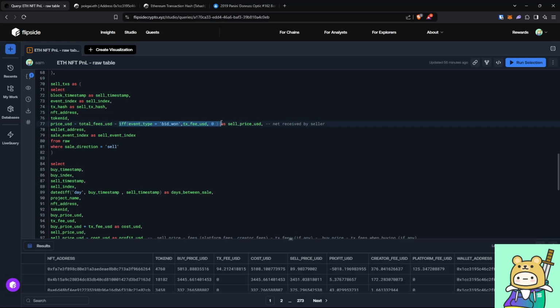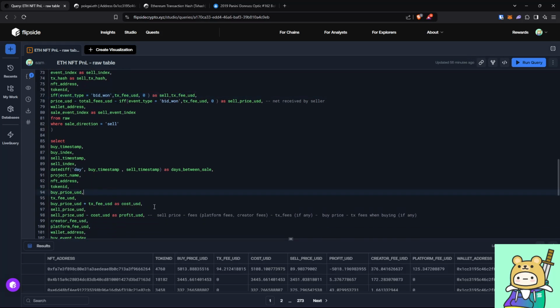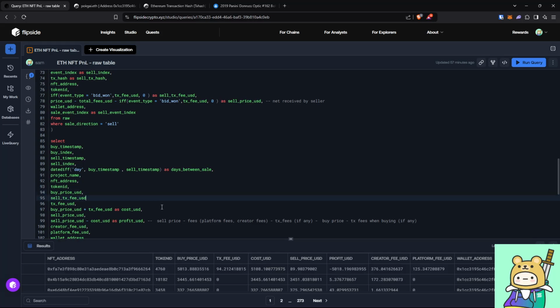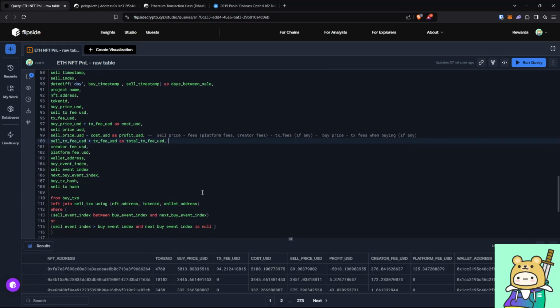So I'll just take this up as sell txv USD, and then something like this, and then this would be the buy one. And then I can just do another one that says this plus this as total fee or total transaction fee USD. Right. Yep, that looks good.